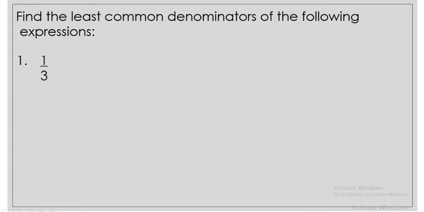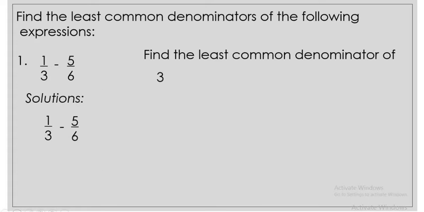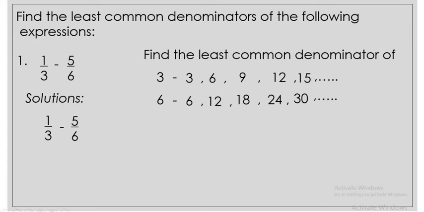Number 1, 1 over 3 minus 5 over 6. So the first thing to look at is the denominators, which is 3 and 6. Now what we are going to do is write the numbers which are divisible first by 3. So we have here 3, 6, 9, 12, 15, and so on. While in 6, we have 6, 12, 18, 24, 30, and so on. Now we can see that the least common denominator of 3 and 6 is 6.